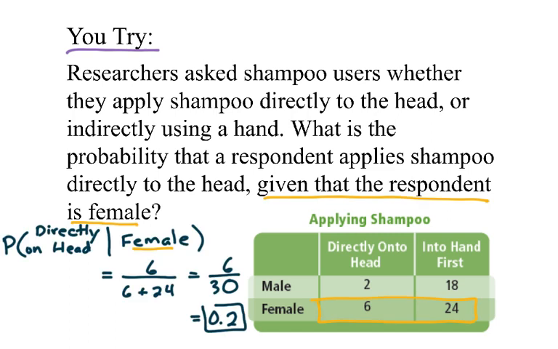It's given that they're females, so that means we're only looking at the females. So we can basically cross off the males here. So the probability that they pour directly on their head, 6 out of 6 plus 24, so 6 out of 30, which is 0.2.